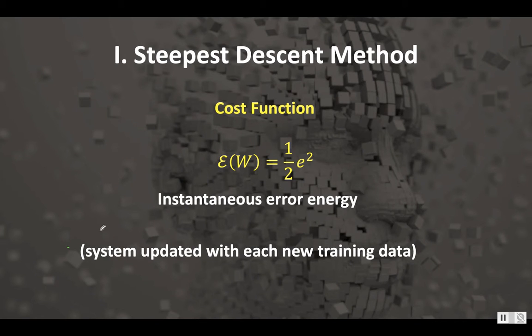In the least mean square algorithm, we first will learn the steepest descent method. That's the first approach. For this approach, the cost function is the instantaneous error energy. As we know, the system will be updated with any individual input training sample. So here, if we have n training samples, the synaptic weight will be updated n times.